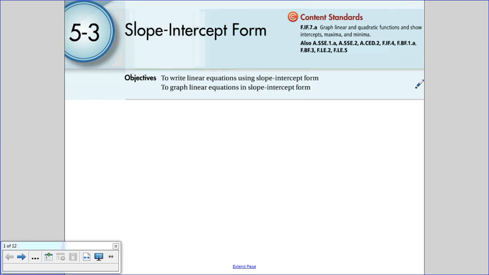Chapter 5, Section 3, this is slope-intercept form. This is perhaps one of the most important sections in Algebra 1. This is something that you have probably seen already, but it's also something that is essential to almost most things that we do in Algebra 1 and going on to Algebra 2. So very, very important section. And our objectives are to be able to write linear equations using slope-intercept form and to graph linear equations.